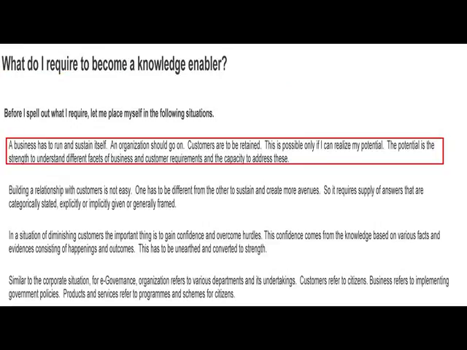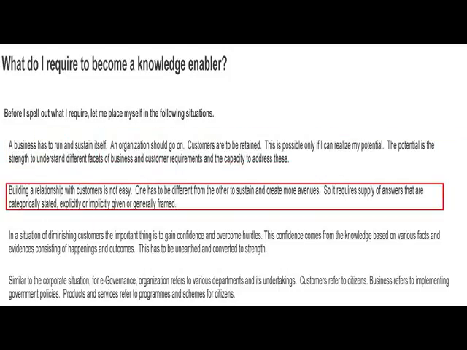Before I spell out what I require, let me place myself in the following situations. A business has to run and sustain itself. An organization should go on. Customers are to be retained. This is possible only if I can realize my potential. The potential is a strength to understand different facets of business and customer requirements and the capacity to address these.